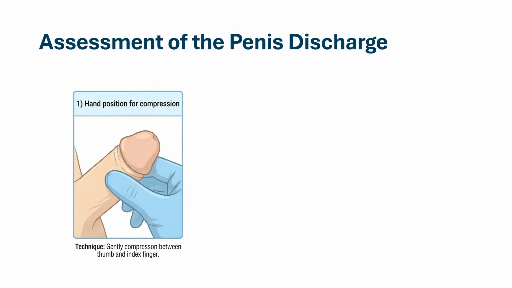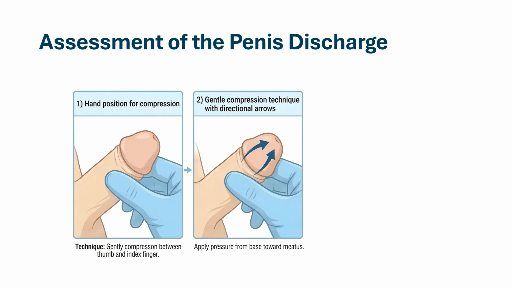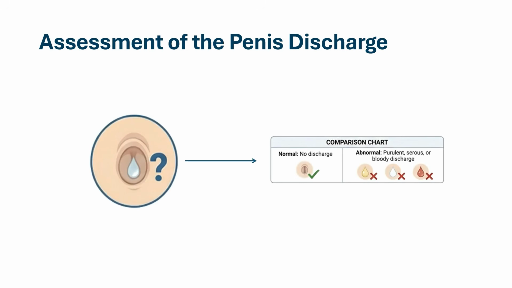Assessment of penile discharge. Gently squeeze the glans between the index finger and thumb. Apply pressure from the base towards the meatus. Observe the urethral opening for any discharge.